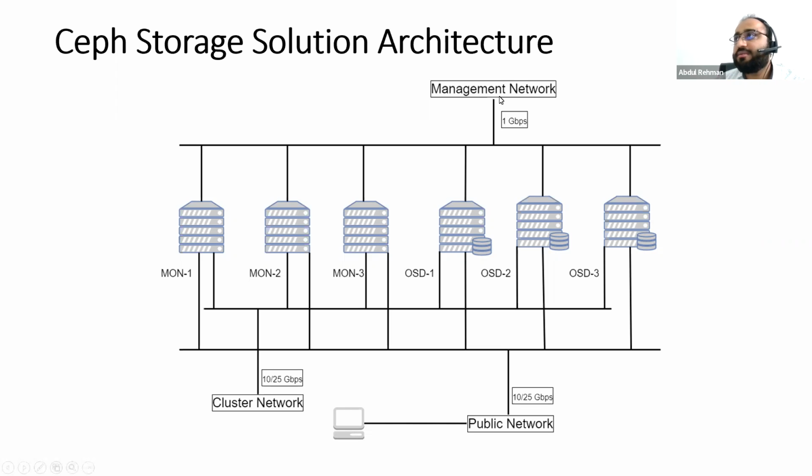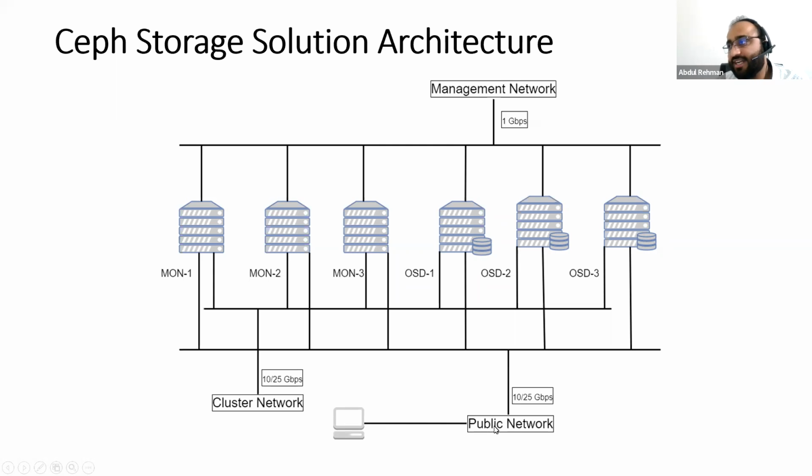This 1 Gbps network is for management and provisioning only. Once you are deploying a Ceph cluster, you can use this 1 Gbps network to install the OS on these servers and then configure them with cluster configurations. But for the cluster network and public network, once the cluster is deployed and a client needs to connect, this one is the client.